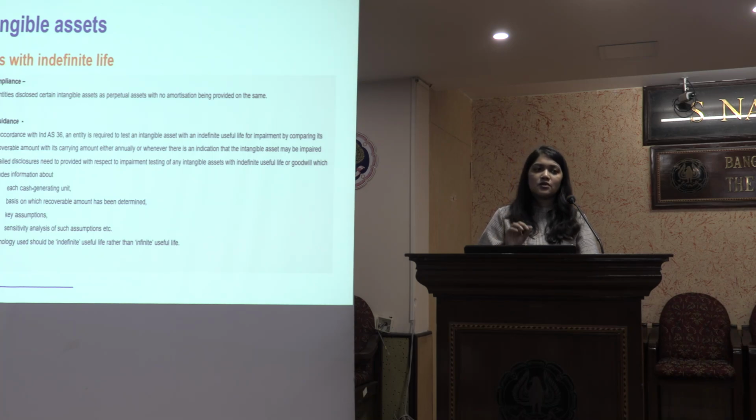So minimum it has to be done annually. Even if there is no indication of impairment, we still have to do an annual impairment test. But within the year, if there are any indications of impairment, then you can do more frequent impairment testing. And let's say on the basis of your impairment testing, we come to a conclusion that there is no impairment. Okay. Still, the entire assessment needs to be disclosed in the financial statements.